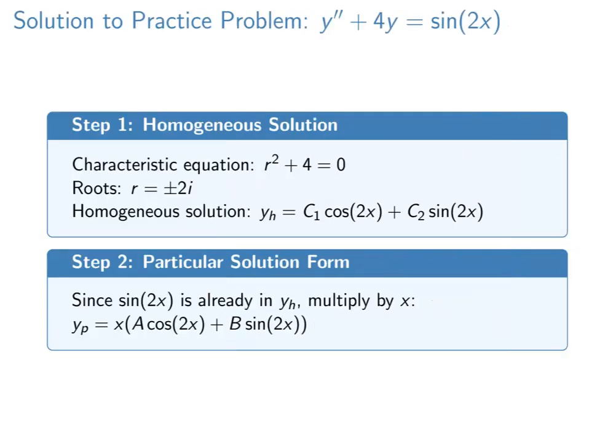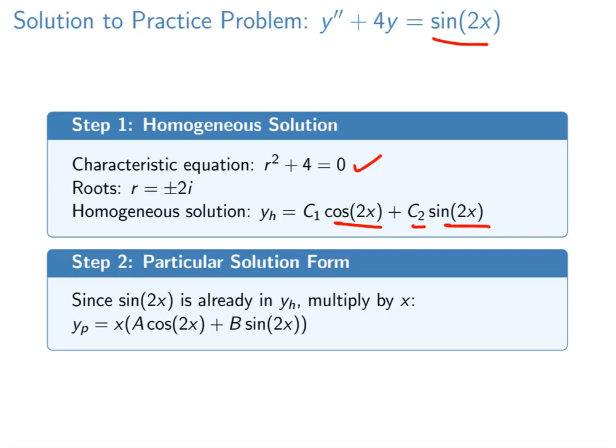So another example I can take, that is a practice problem. y double dash plus 4y is equal to sin 2x. So again, characteristic equation we will get r square plus 4 is equal to 0. So our roots will be plus minus 2i. So homogeneous solution will be c1 cos 2x plus c2 sin 2x.